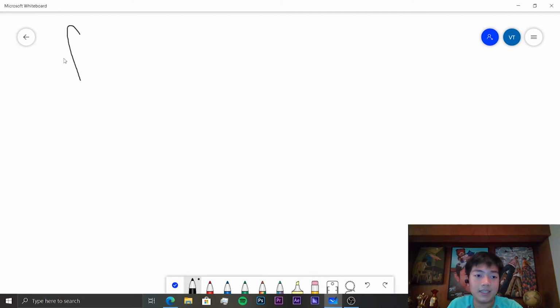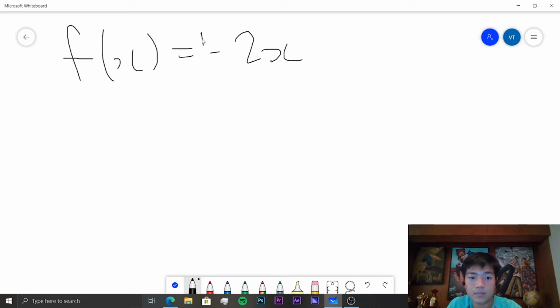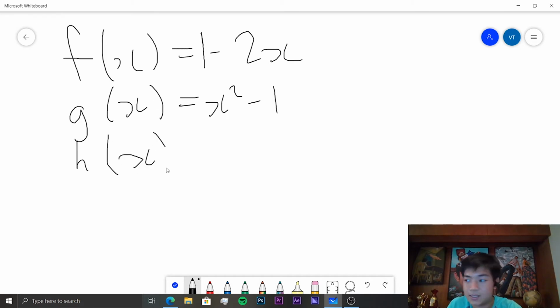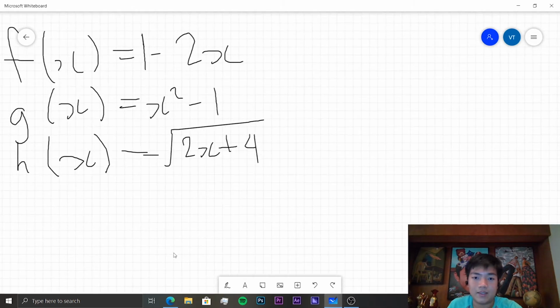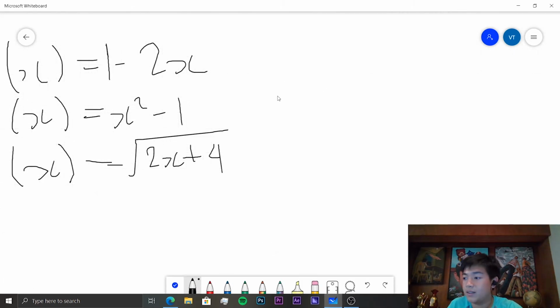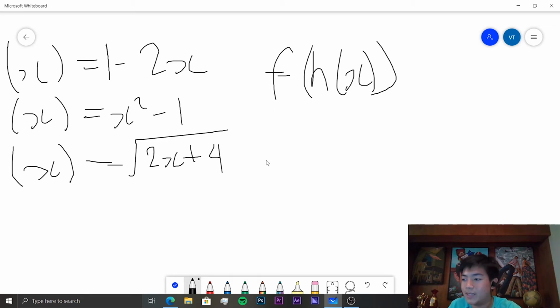Question 3 is, say f of x is equal to 1 minus 2x, g of x is equal to x squared minus 1, and h of x is equal to the square root of 2x plus 4. And we need to find... I won't do all of these sub-questions. I'll do the odd ones again. So fh of x and fgh of x.